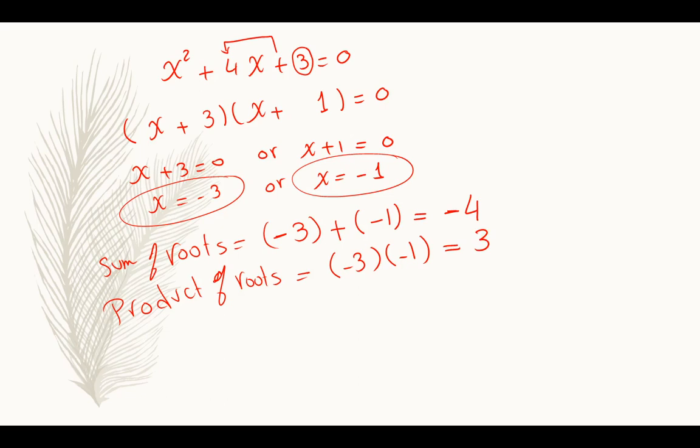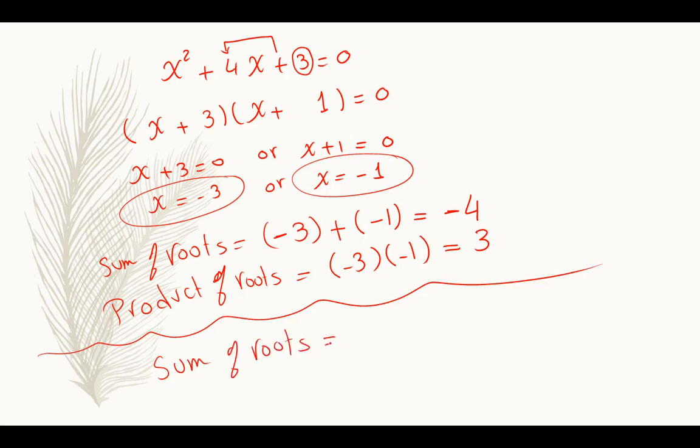Okay? But by using the new rules today, we can find it directly without solving the quadratic equation. Now, we can say that the sum of roots equals negative the coefficient of x, negative b, over the coefficient of x squared, which is a, negative b over a. Negative b here equals negative 4 over the coefficient of x squared, which is equal to 1. So negative 4 over 1 equals negative 4.